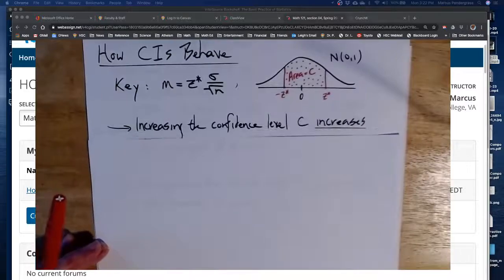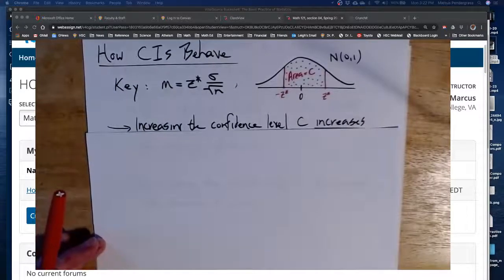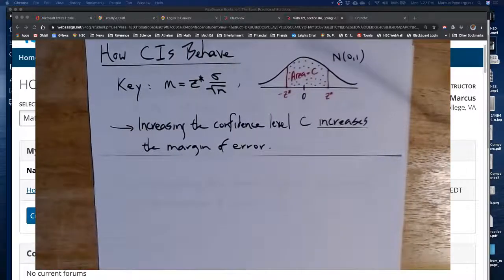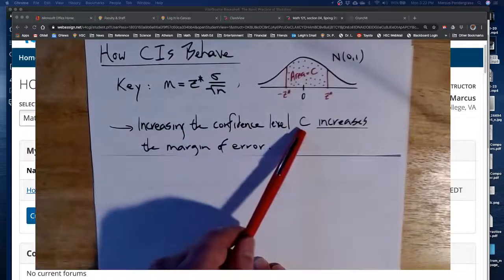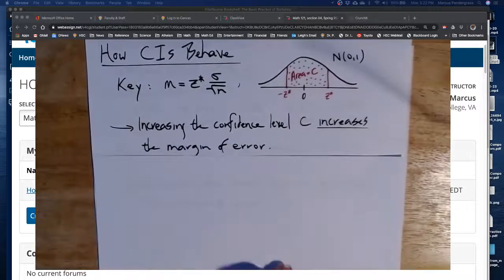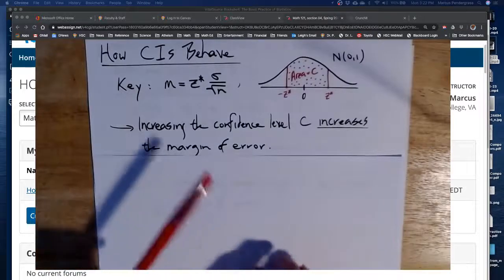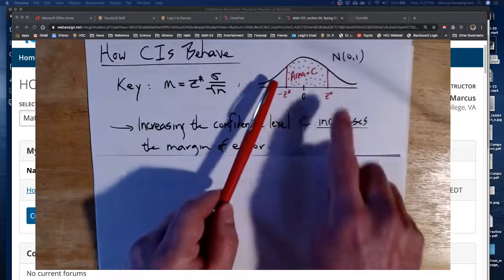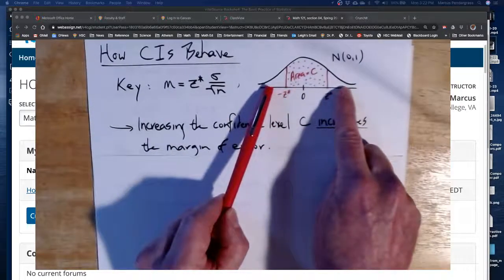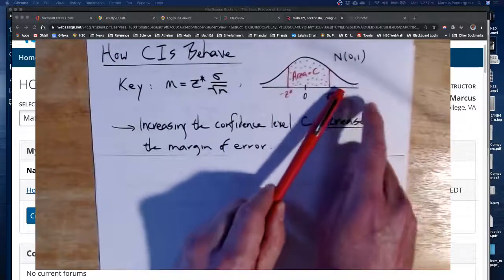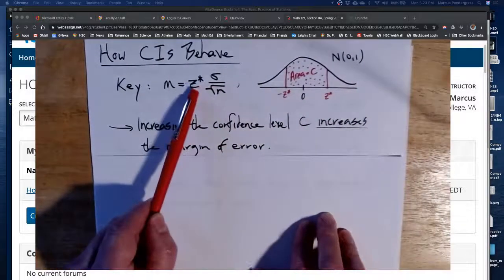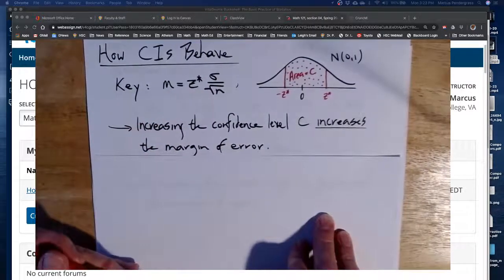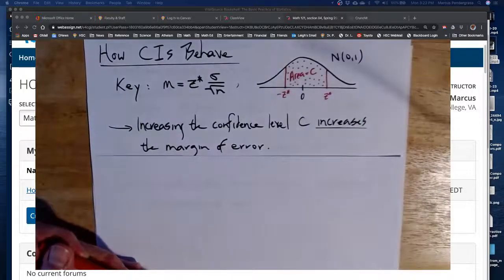So one thing you can see from this picture is that if you want more confidence, if you want to increase the confidence level, then that's going to increase the margin of error. Why is that? Well, increasing the confidence level C means making that middle area there bigger. And so when that happens, that's going to push the upper and lower bounds out. In particular, Z star will get bigger. And since Z star gets bigger, your margin of error gets bigger. So increasing the confidence level increases the margin of error.